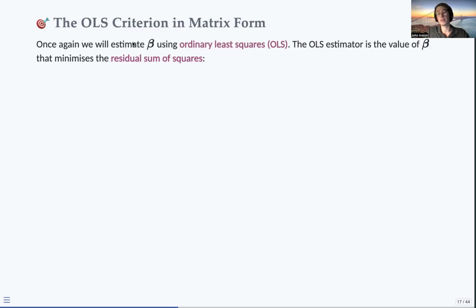As a reminder from last week, the OLS estimator is the value of the parameter vector, the p+1 values in the vector, that minimizes the residual sum of squares. This is the exact same expression, the multivariate expression for the residual sum of squares that we saw last week.